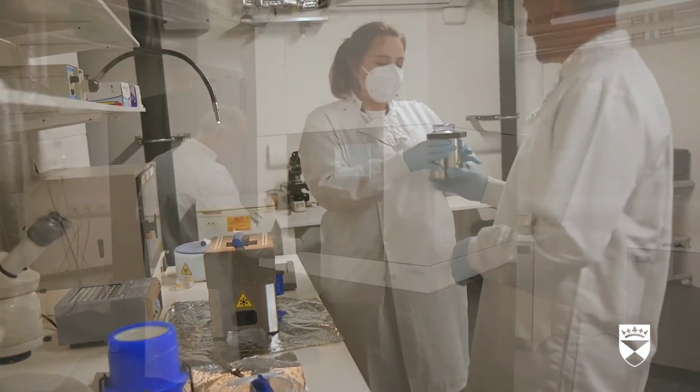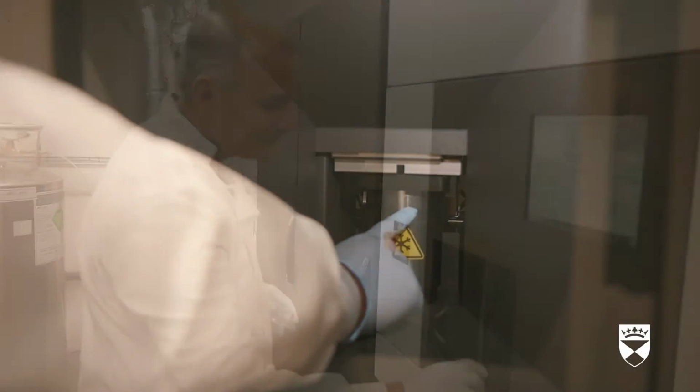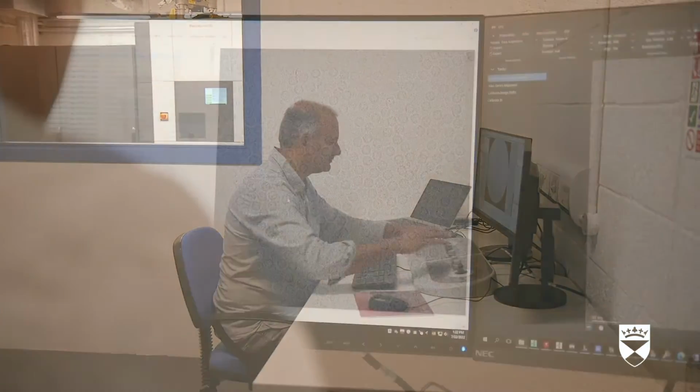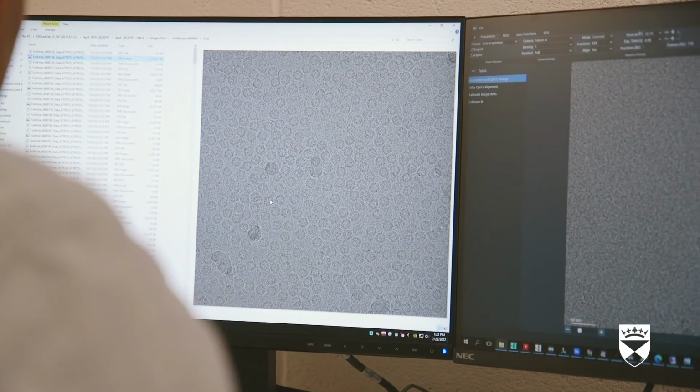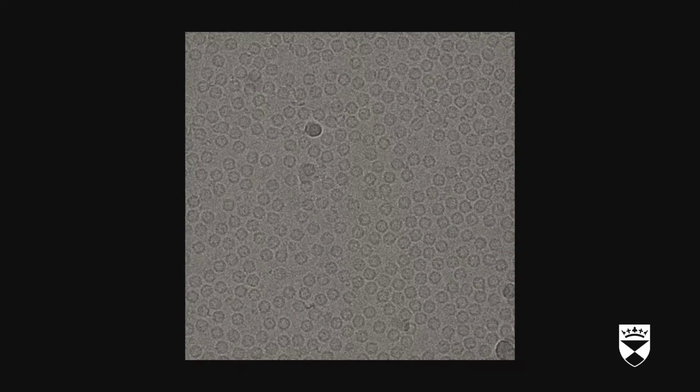We then take the frozen grid to the electron microscope and place the grid inside. Images are taken by the microscope and sent to a computer. Can you see the tiny dots? On a computer screen is a grey image of proteins. A series of images showing the proteins. They are proteins. We record thousands of videos using a very fast camera.